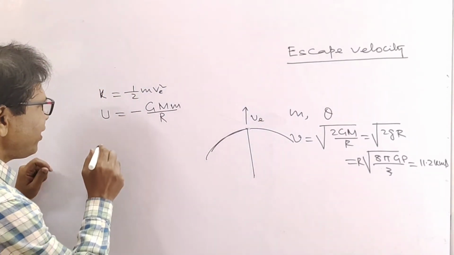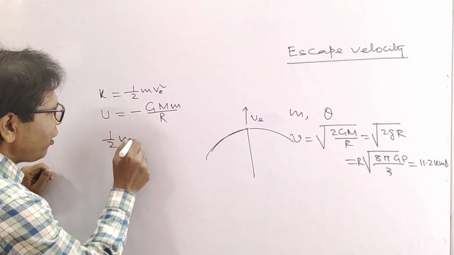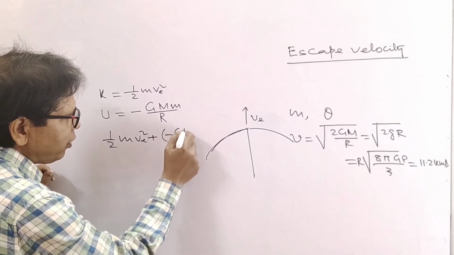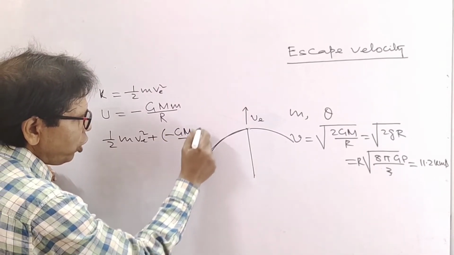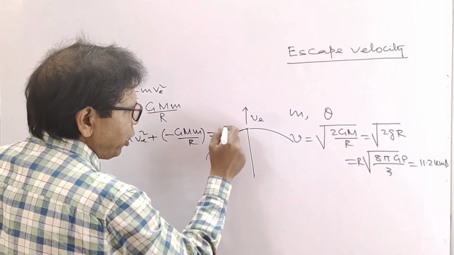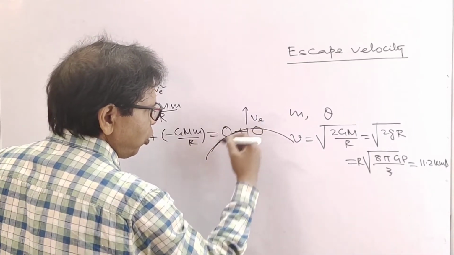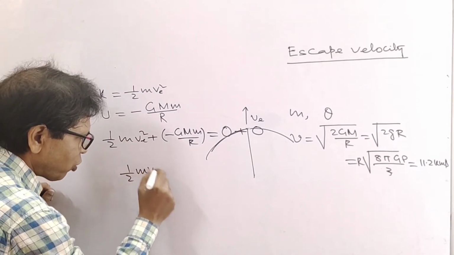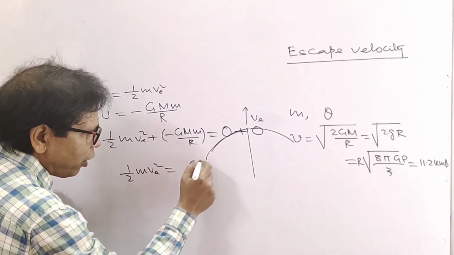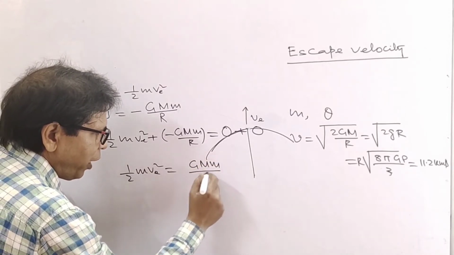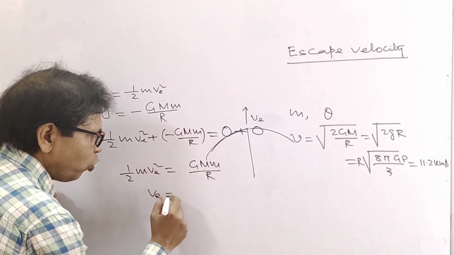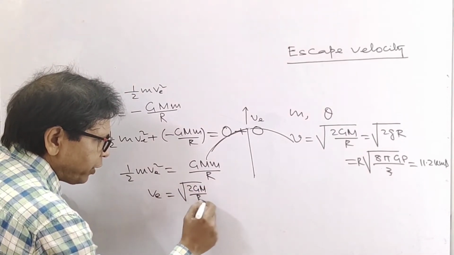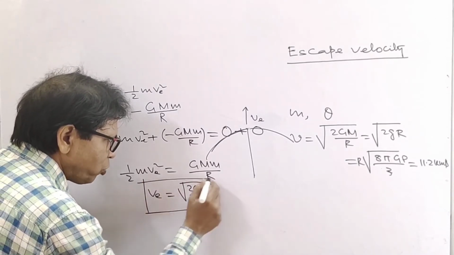So look at this, half m v square is the mechanical energy at the surface of the Earth, minus GMm by R, and this equals kinetic energy at infinity 0, potential energy at infinity also 0. So half m v e square equals G capital M small m divided by R. So v e equals root 2GM by R, which is the expression of escape velocity.